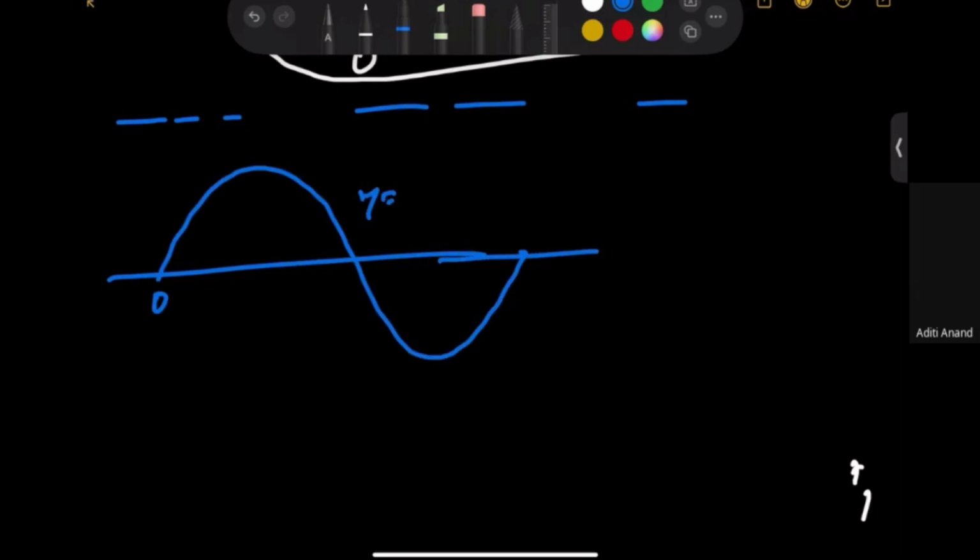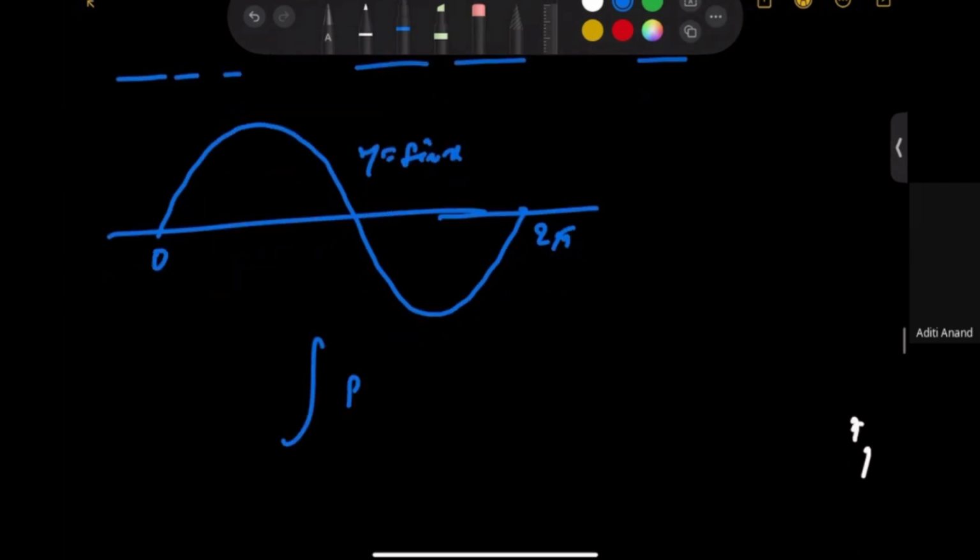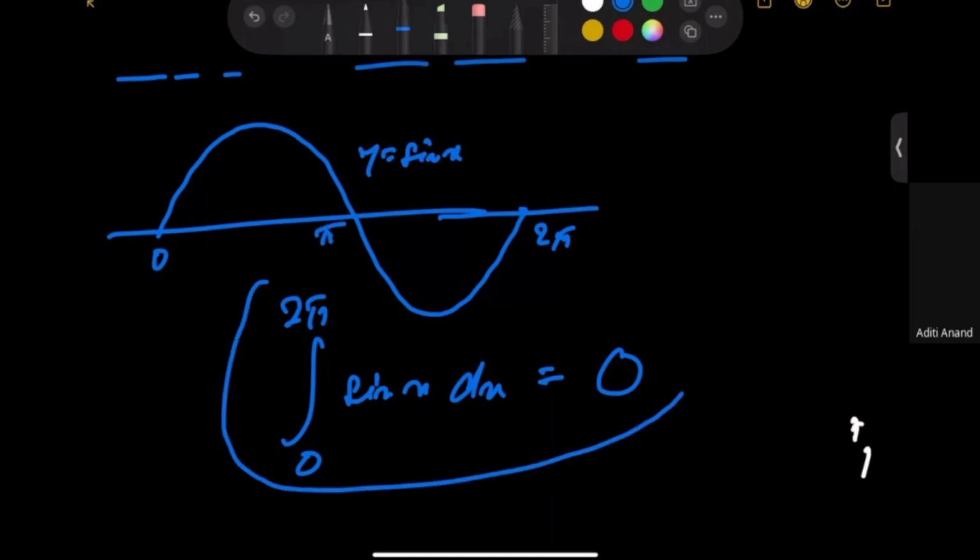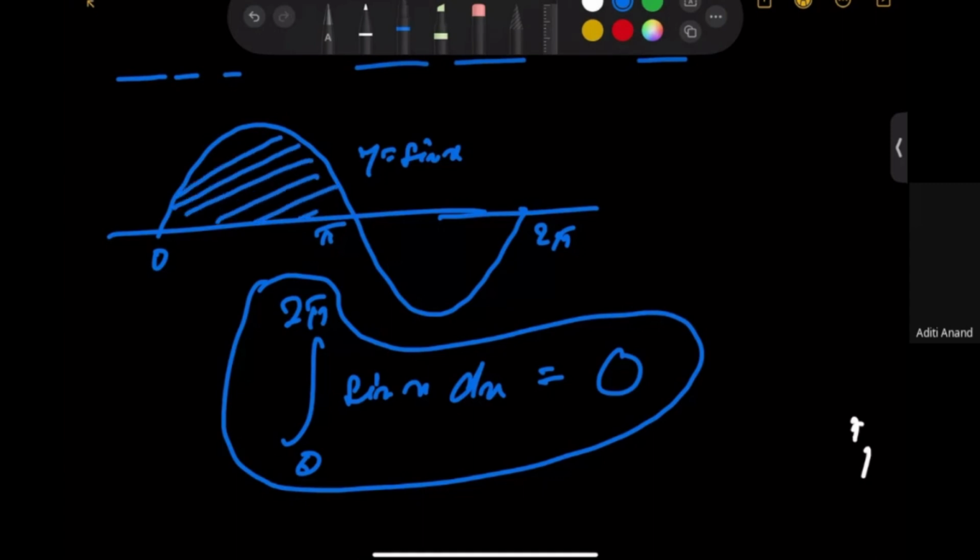This is y equal to sin x, from 0 to twice pi. What do you get if you integrate sin x over 0 to twice pi? The answer is 0, right? Precisely because the positive area that you have is cancelled exactly by this negative area. And so the answer is 0. Clear?